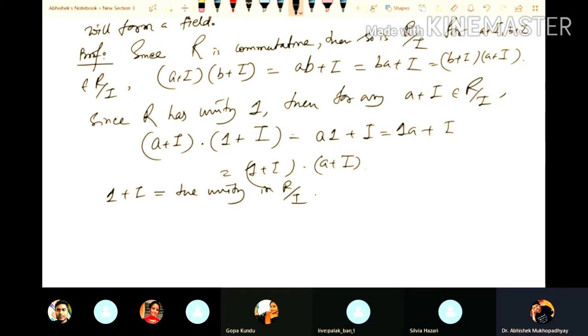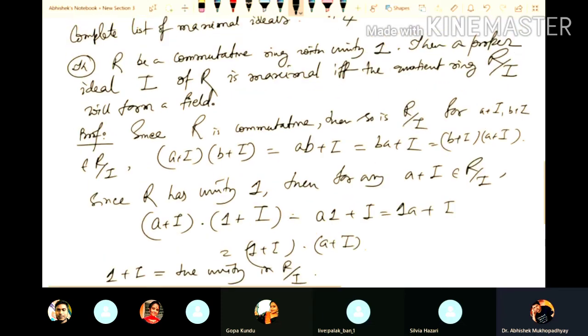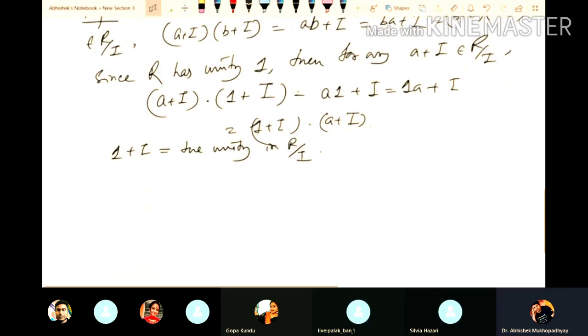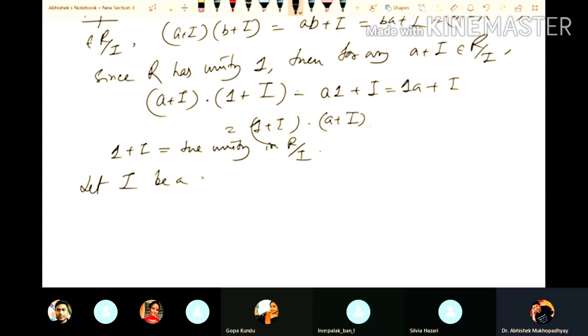Now we need to check that if I is maximal, then R by I forms a field. So let us consider a maximal ideal. Let I be maximal in R. We show that R by I is a field.